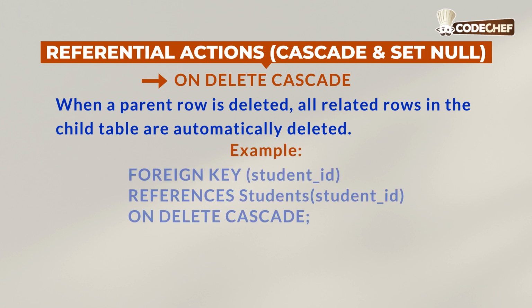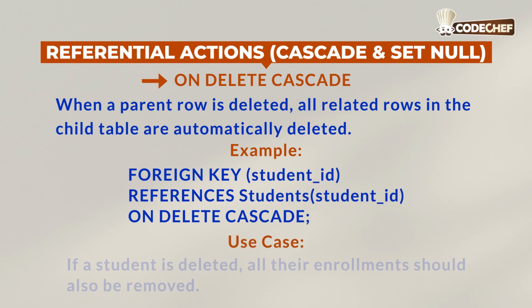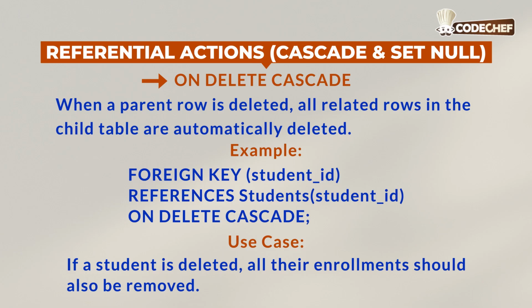For example, foreign key (student_id) references students (student_id) on delete cascade; Now what is its use case? If a student is deleted, all their enrollments should also be removed. As we know, student ID was the primary key of the table students, and we are setting it as a foreign key in the table enrollments. So when a value of student ID is deleted from the students table, it will automatically be deleted from the enrollments table as well. Let us go to the CodeChef platform and see an example for this concept.